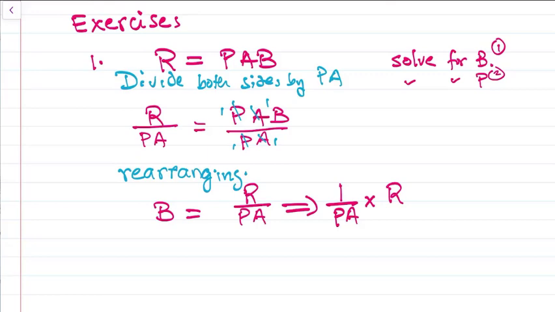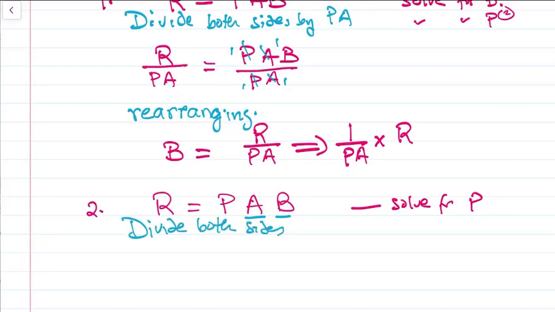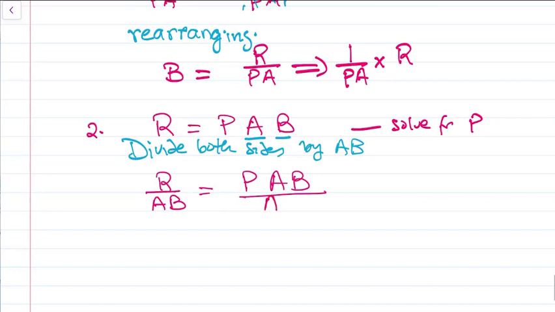Now, what did you get for P? Let's try for P. For P, we have R = PAB. So our goal is to solve for P. So solve for P, what do we say? We're going to divide both sides by AB. This will become R over AB = PAB over AB.